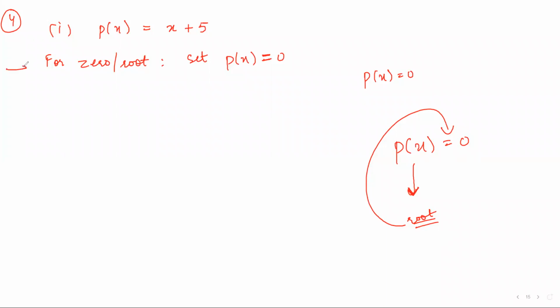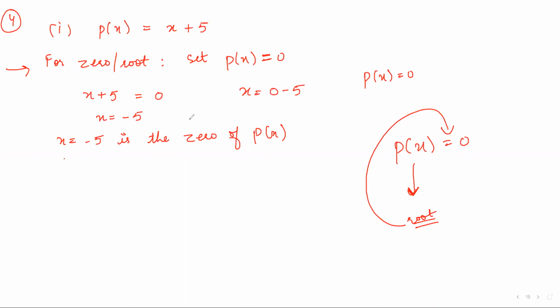So you write this sentence that for 0, set P(x) is equal to 0. So we set x plus 5 equal to 0. So from here we get x is equal to minus 5. So x is equal to minus 5 is the 0 of P(x). Is this understood by everyone? Ma'am, how is it minus 5? Yeah, because x plus 5 is 0. Now take 5 on the other side. Okay. Yeah, so basically it will be x is equal to 0 minus 5, which is actually x is equal to minus 5, right? Yes.